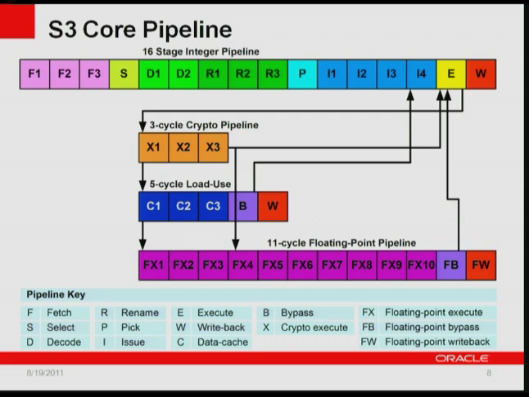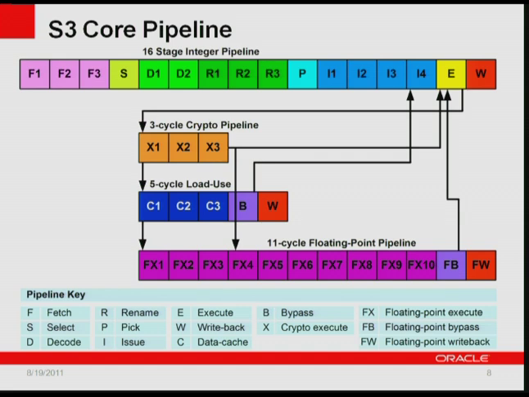This is a pipeline diagram of the S3 core. S3 has a 16-stage integer pipe. The crypto pipeline has a 3-cycle latency for crypto operations forwarding to other crypto operations. The load pipeline has a 5-cycle load use latency. And the floating point pipeline has an 11-cycle floating point latency. For crypto operations that forward to non-crypto operations, the latency is also 11 cycles.